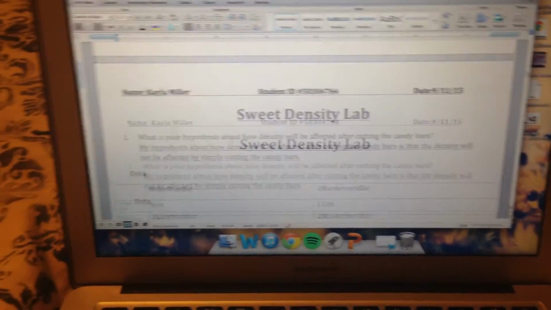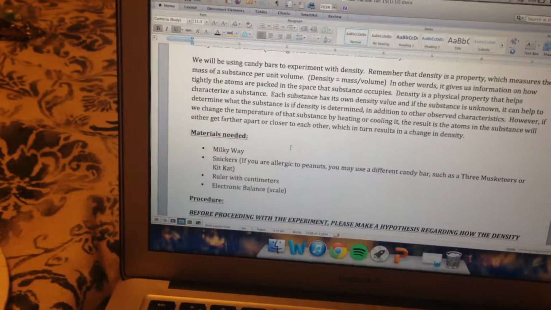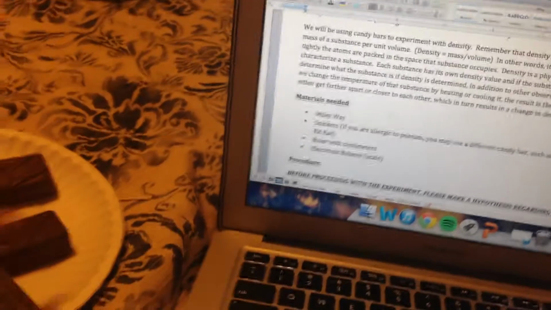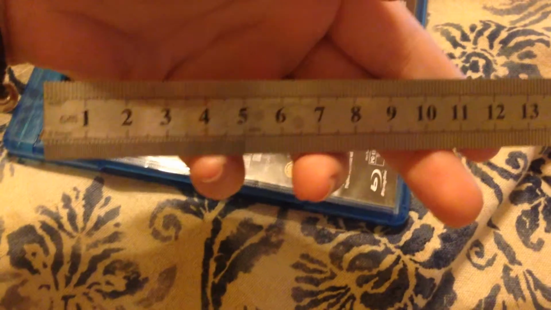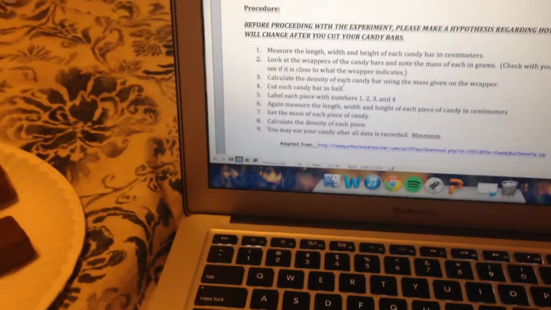And to do this, for the procedure, I went ahead and picked up a Milky Way bar and also a Three Musketeers bar. Here is my ruler that's in centimeters, and here is my electric scale that I picked up off Amazon. And then for my procedures, I did measure the length and the width and the height.